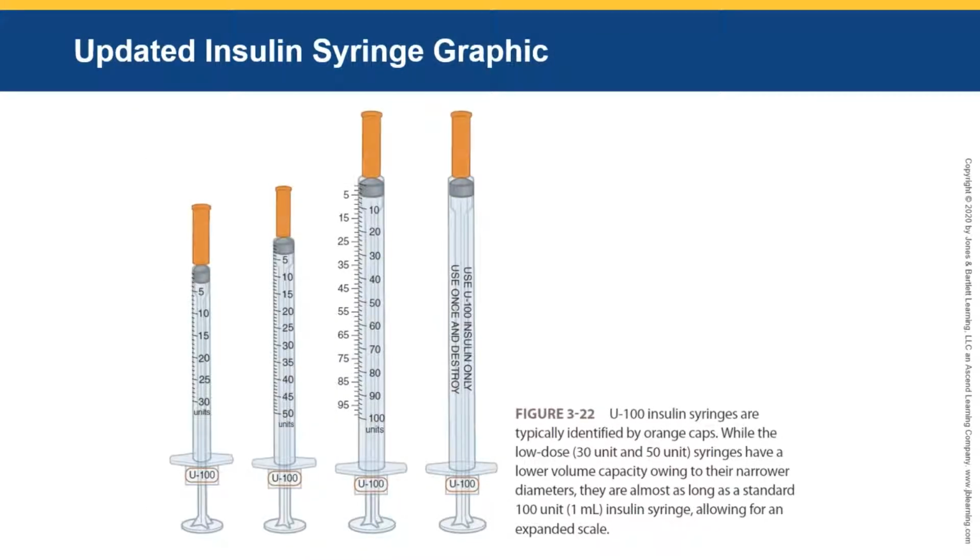The next slide shows you our updated insulin syringe graphics. If you are a user of the first edition, you know that we didn't have the odd calibrations on our insulin syringes. So now we do have them. And we also placed U100 just below the flange so that students can clearly differentiate U100 and U500 insulin syringes. But we've also added a clinical clue in that chapter so that students know the orange caps are usually associated with U100 insulin syringes.